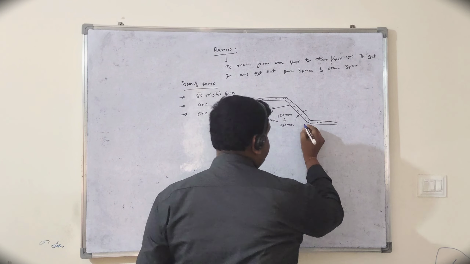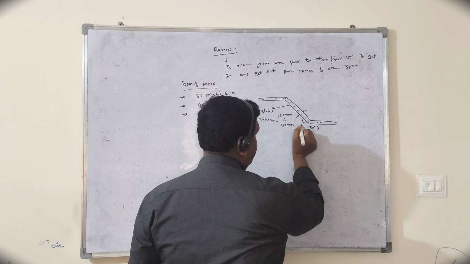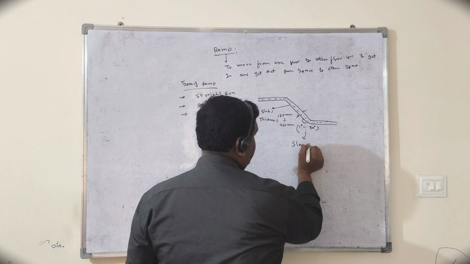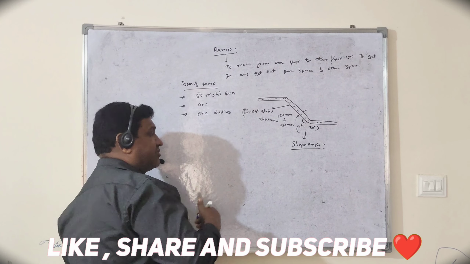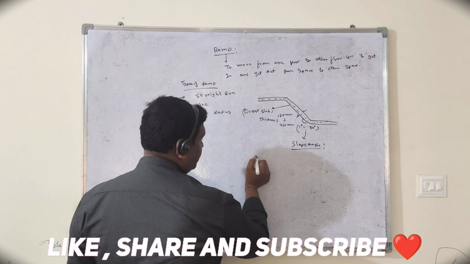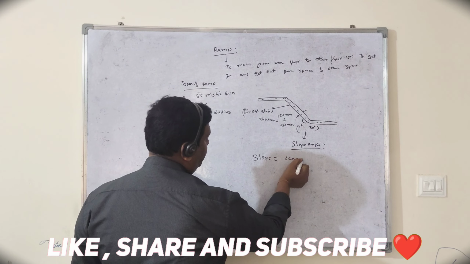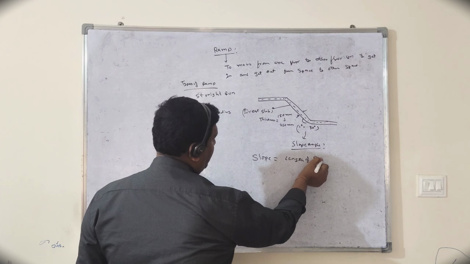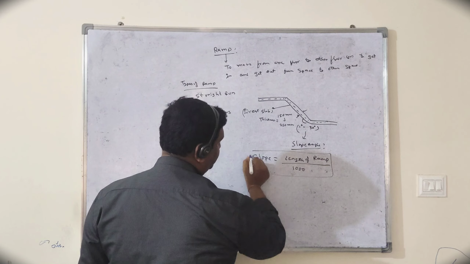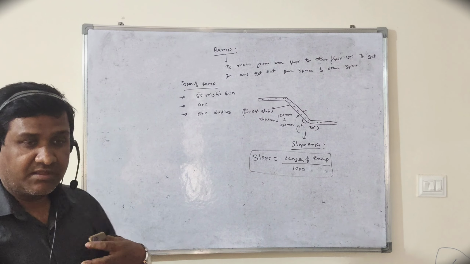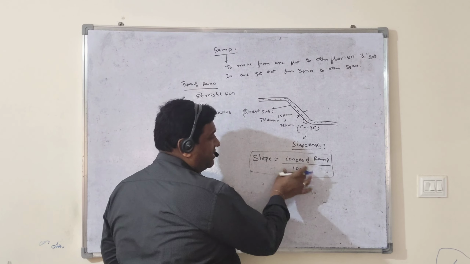And the slope. Here the slope angle we are going to take for the ramp is from 1 degree to 30 degrees. So here there is one formula. Slope is equal to length of ramp divided by 1000. This is the formula for slope angle. So the slope angle is equal to length of ramp divided by 1000.